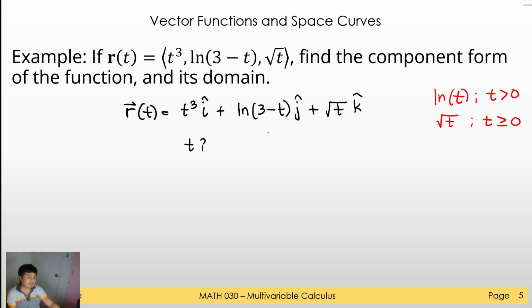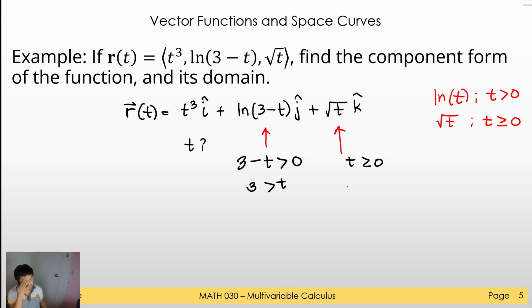So therefore, for the domain, what should t be? If you have 3 minus t, I'm having a problem with my graphing tablet. So if you have 3 minus t, this should be greater than 0. Therefore, if you transpose this to the other side, t should be less than 3. And then for the other one, if this is the square root of t, then t should be greater than or equal to 0.